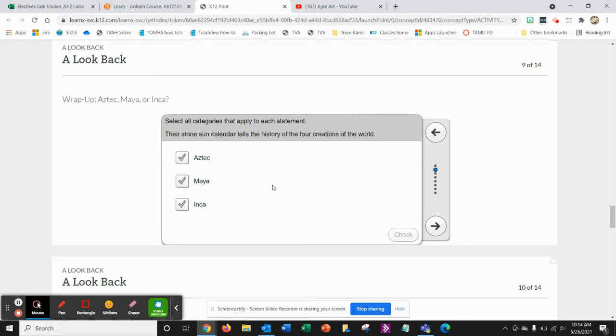Their stone sun calendar tells the story of the 4 creations of the world. What do we think that is? If we said Aztec, that would be correct. They built structures from stone and made stone carvings. Would that be all? Yes.